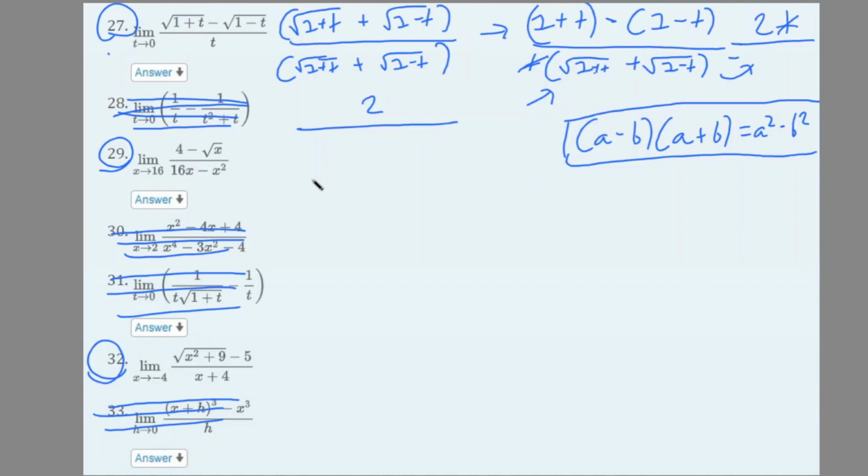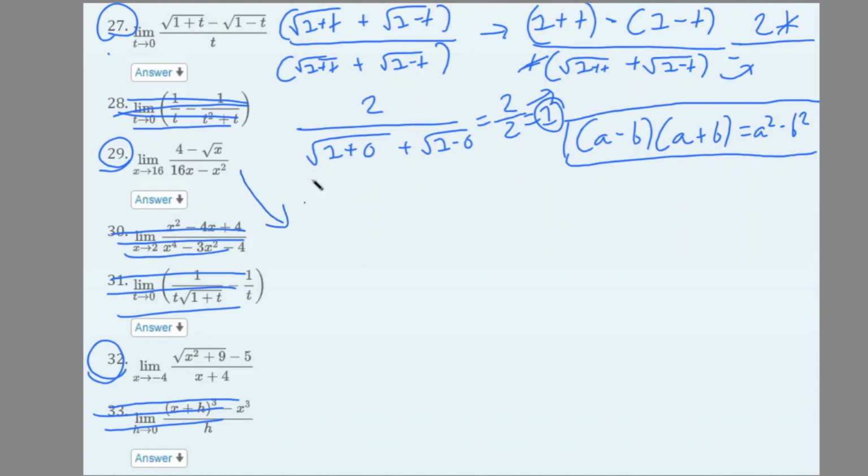Now what we can do is plug in 0 to all of this. If we plug in 0, we get 1 plus 0, and then plus square root of 1 minus 0. So 1 plus 0 is 1, and 1 minus 0 is 1. The square root of 1 is also 1, so 1 plus 1 is 2. So your final answer would be 2 over 2, which is 1. So 1 would be the answer of this limit.